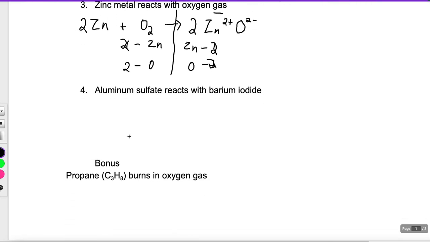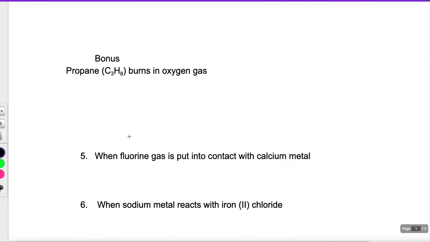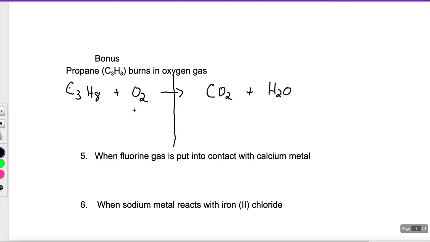All right, I'm going to skip down to this bonus one. Okay, this one wasn't on your worksheet, but it would be a good one to know how to do. So propane is C3H8 plus O2, oxygen. Now, the combustion of a hydrocarbon, you need to memorize this, always makes 2 things. It always makes CO2 and H2O. You just got to memorize that. There's no charges or anything. The combustion of a hydrocarbon, something with carbon and hydrogen and sometimes oxygen in it, makes CO2 and H2O. Got to memorize that.